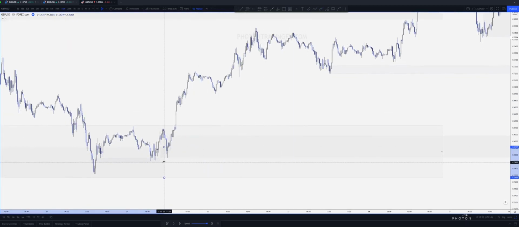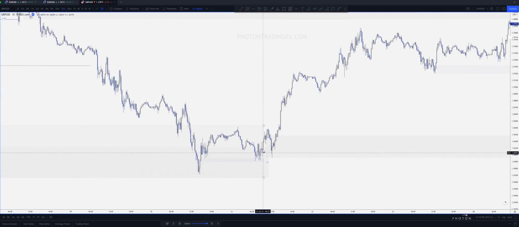reaction. So that's the old demand 4-hour zone that we were looking at before. This is where the new reaction came in. And what do we have here? I'm going to rein that in even more just so you guys can see it. Obviously that was the last mitigation and then we moved away here.